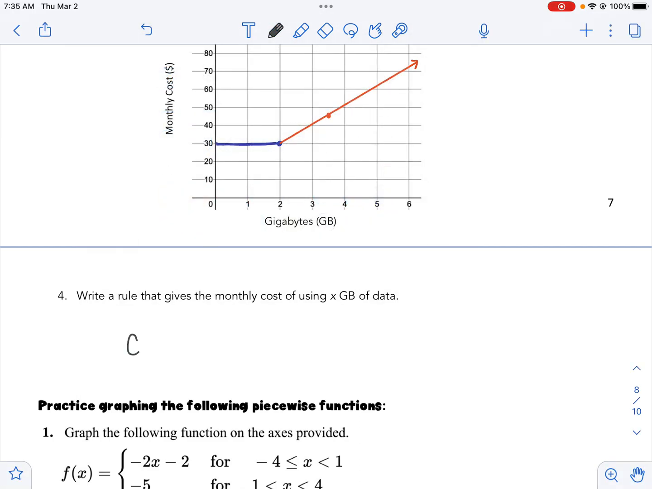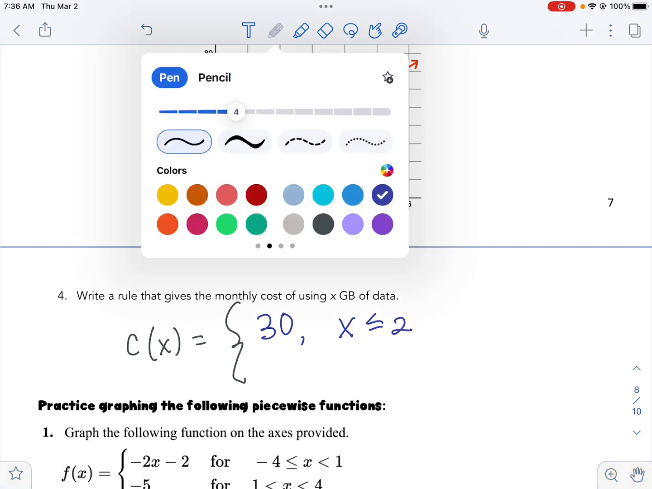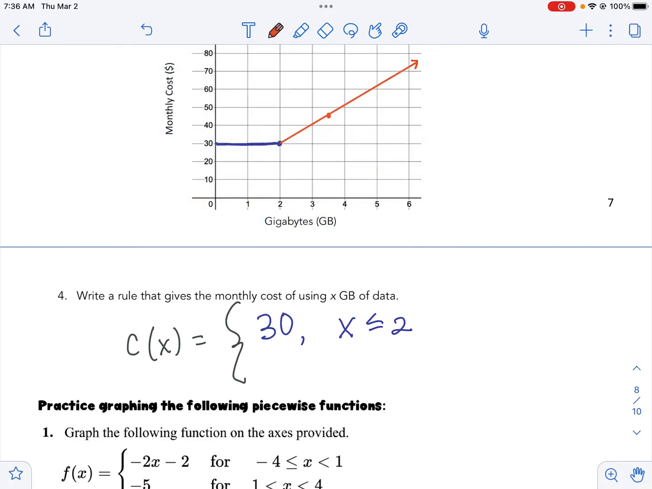The cost for a certain number of gigs. Okay, so it was 30. I want to do that in the color that we graphed it in. Okay, so it's 30 if x is less than or equal to 2. But then if it was greater than 2, it was 30 plus how much over that we went times 1.5. So 1.5 times how much over 2 gigs that we went.